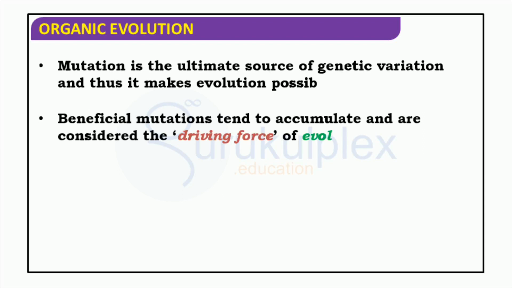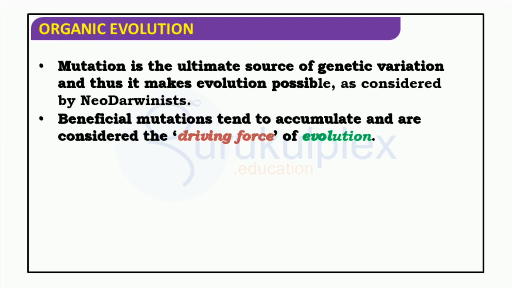Mutation plays a key role in evolution, as genetic information is passed from parents to their offspring but also undergoes alterations, namely random changes in its DNA sequence. These mutations are the ultimate source of genetic variation, providing the potential for organisms to evolve. Neo-Darwinists suggest that advantageous mutations tend to accumulate in organisms and are seen as the primary impetus of evolution.